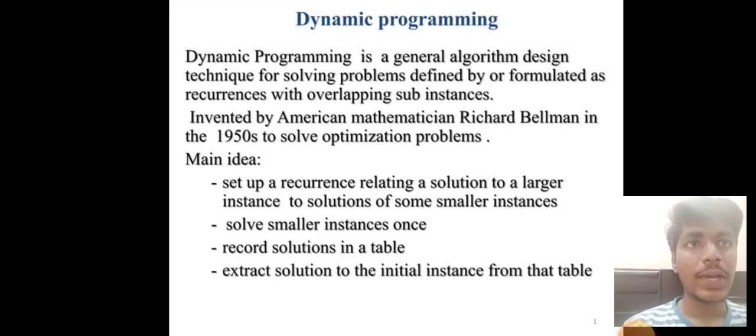The main idea of dynamic programming is to set up a recurrence relating a solution to larger instances to solutions of smaller instances. It also works based on the principle of divide and conquer. It is used to solve smaller instances once, to record solutions in a table, and to extract the solution to the initial instance from the table.